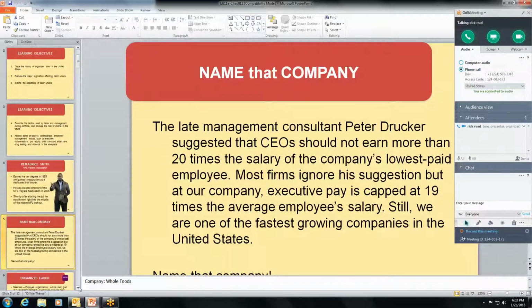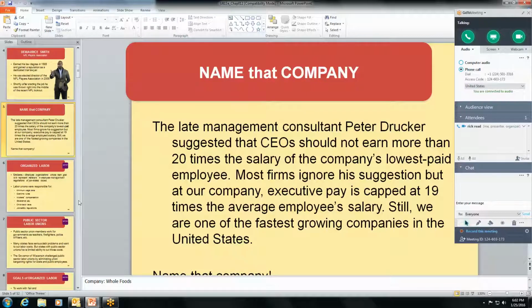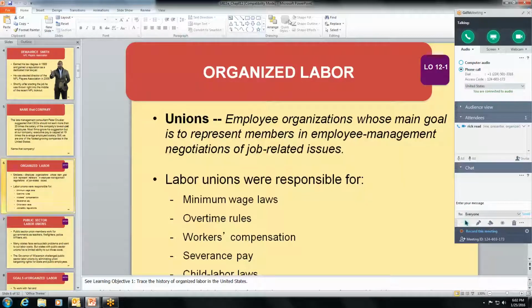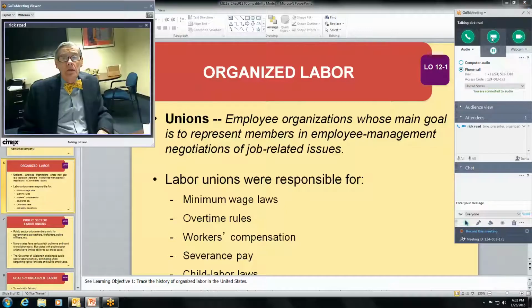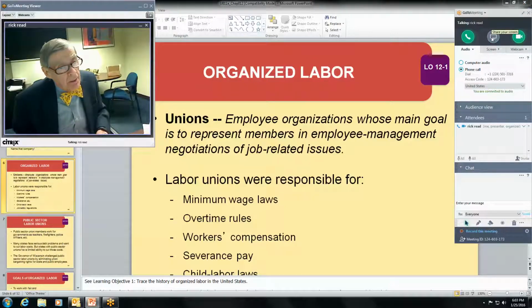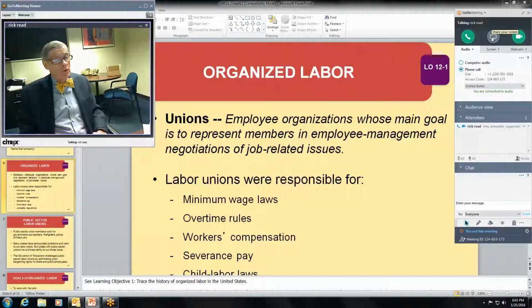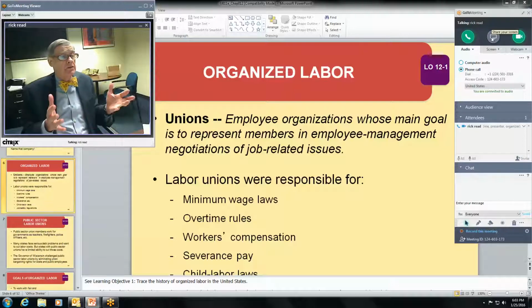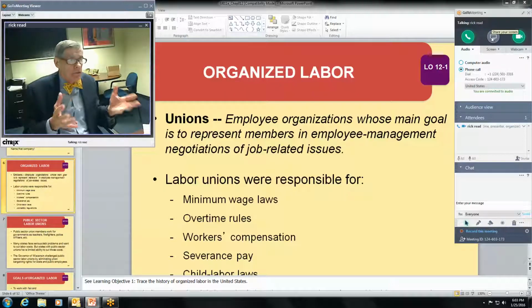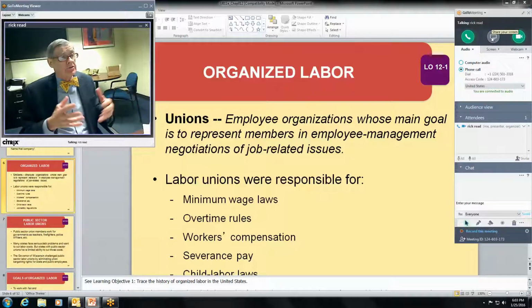These are what unions want to do. And these are what unions did do. They're responsible for minimum wage laws, overtime rules, worker compensation, severance pay, and child labor laws. The object of a union is for a singular entity, the union, to represent a large number of people. The thought process is that there is safety in numbers.